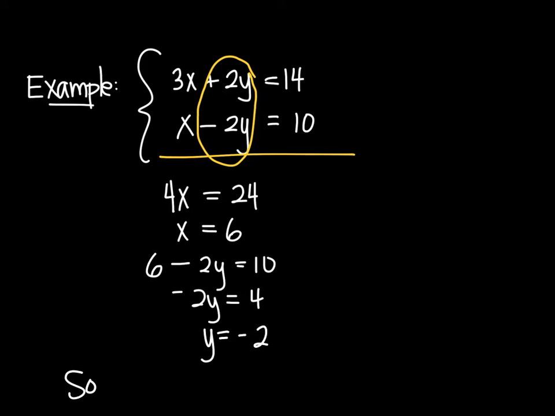So the solution is 6 for x, negative 2 for y, which means these two lines should intersect each other in quadrant 4 at the point 6, negative 2. We're not going to graph it right now, but if we did, that's what we should see. Okay, any questions on that elimination one? Okay.